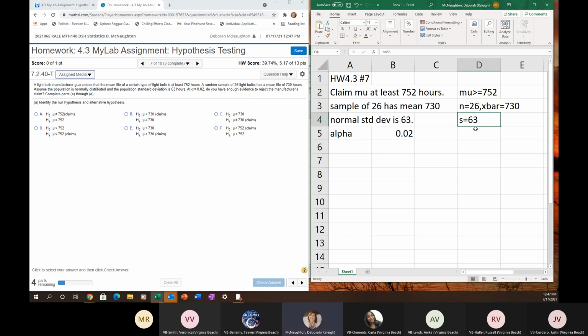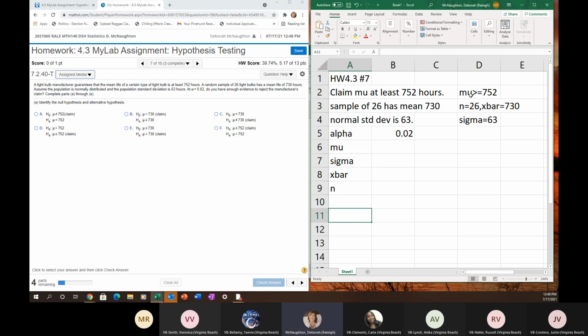Oh, population standard deviation. So this is sigma. You need to pay more attention. Okay, so it said the population standard deviation is 63. So what we need to run the test is mu, sigma, X bar, and N.